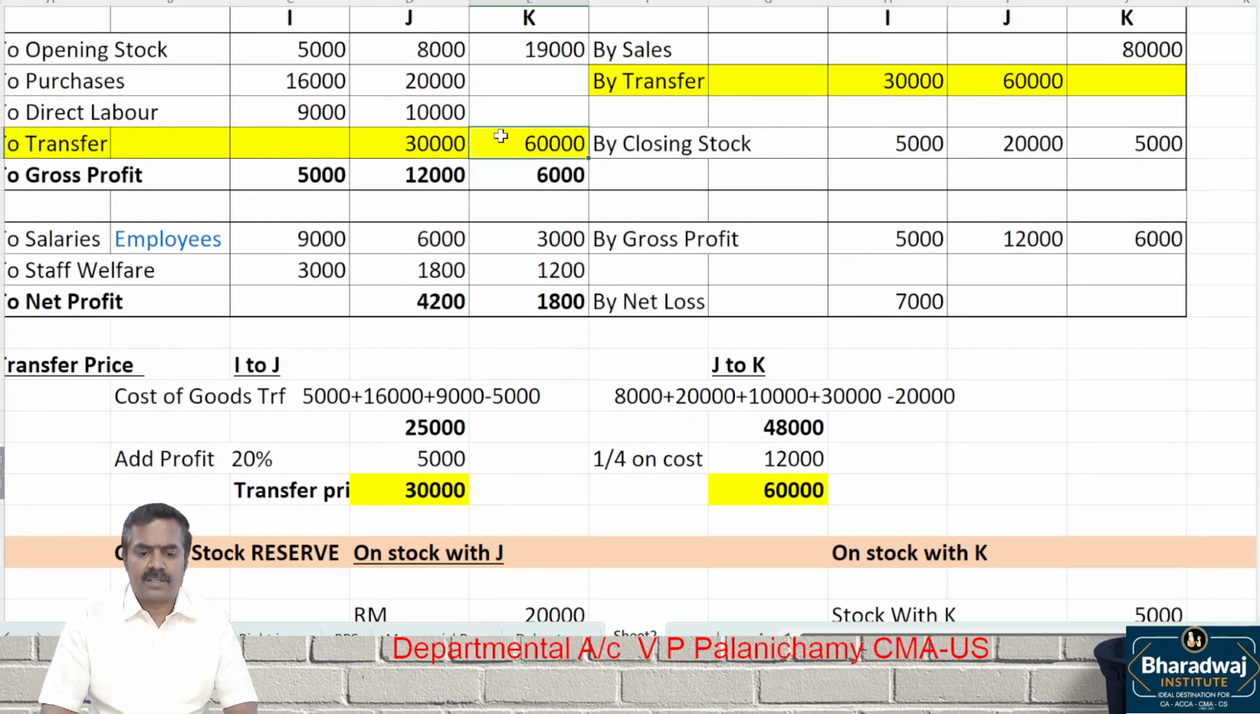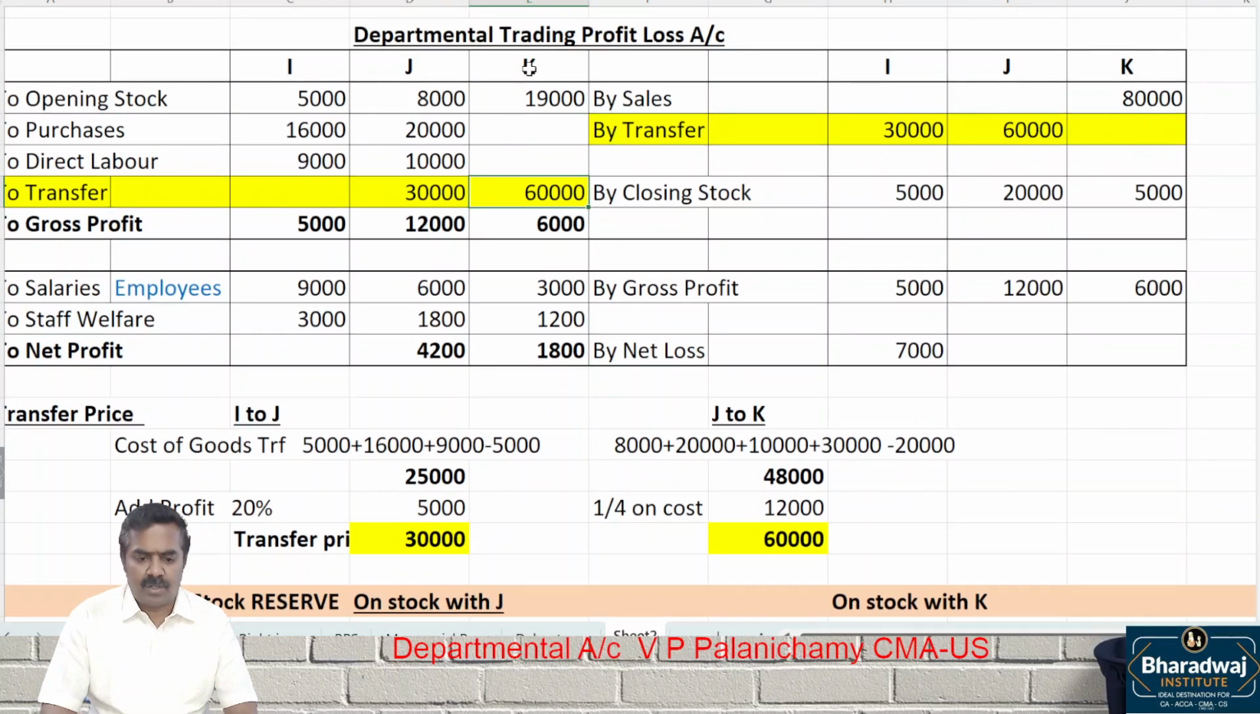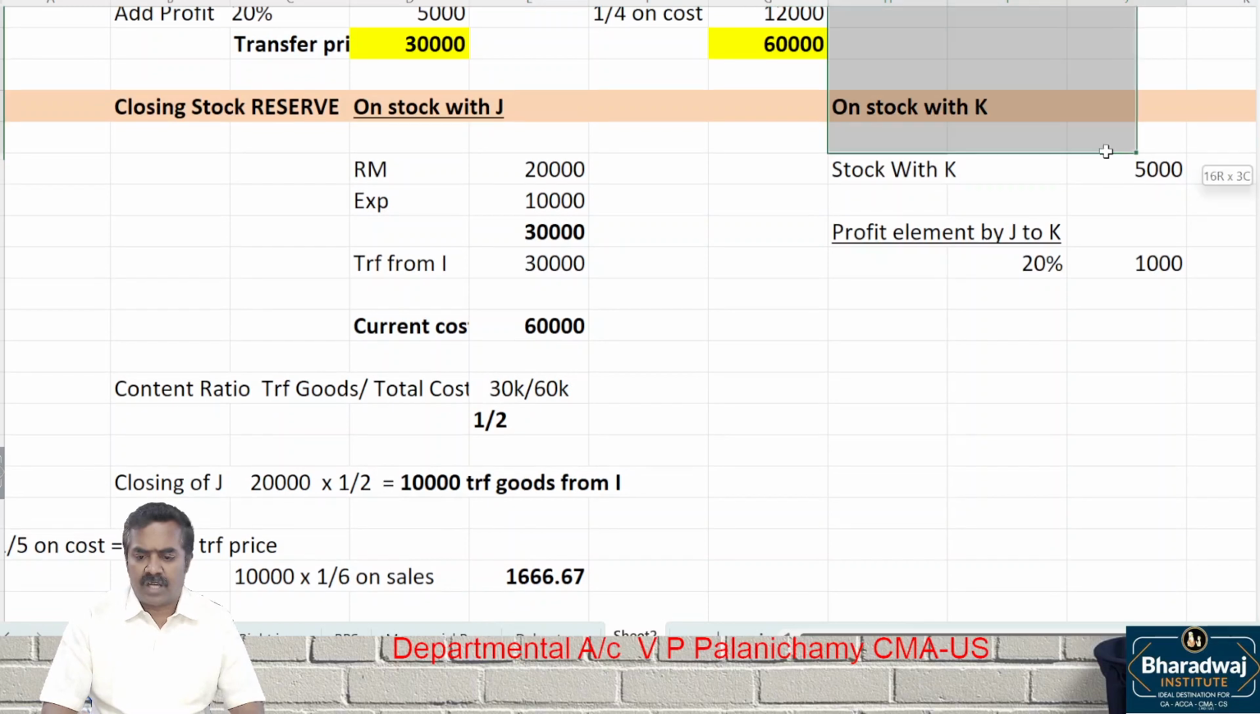The entire 60,000 is which stock? Look at K's current cost. What is K's current cost? Transport goods, how much? 60,000. Are there any own expenses, or expenses directly incurred for K? No. Which means the entire closing stock represents transferred stock only. So stock with K is 5,000.